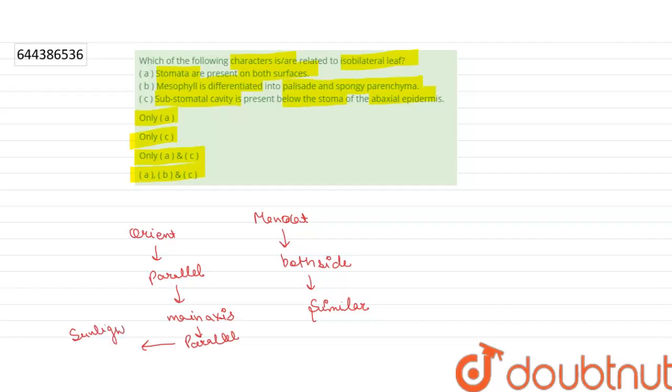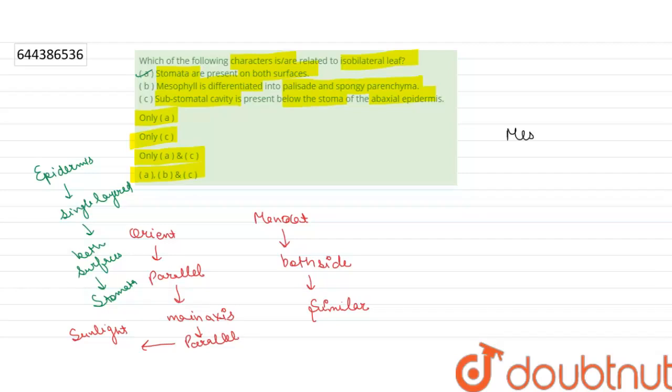Now students, if we talk about epidermis, epidermis is single layered, which is present on both surfaces, and there is presence of stomata on both surfaces. So that means statement A is related to isobilateral leaf.